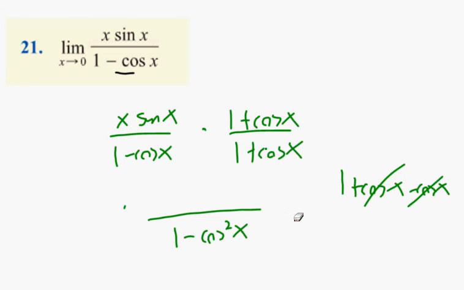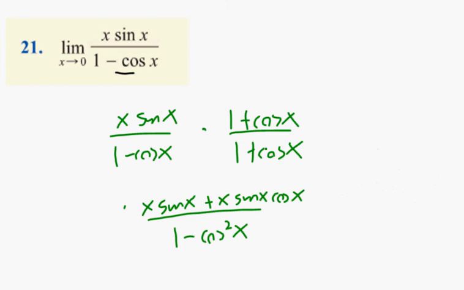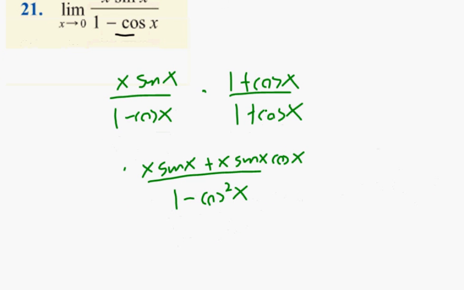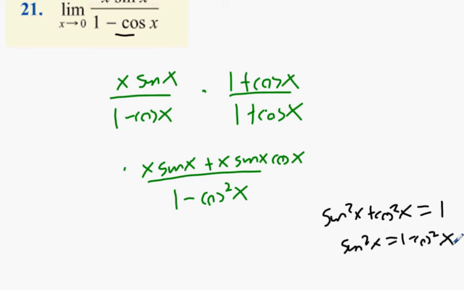Now what about the top? What do we get on the top? We get x sin x, and then the other one is x sin x cos x. Are you alright with that? Now, what can I change the bottom into? Anyone tell me what I can change the bottom into? I can change it into sine squared x. Sine squared x plus cos squared x equals 1, so sine squared x equals 1 minus cos squared x.